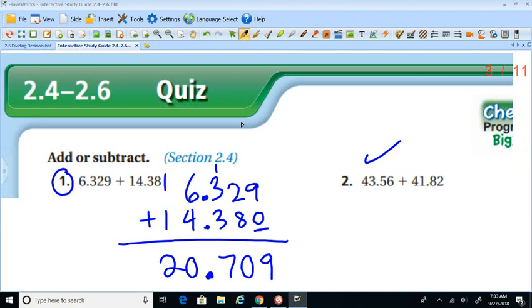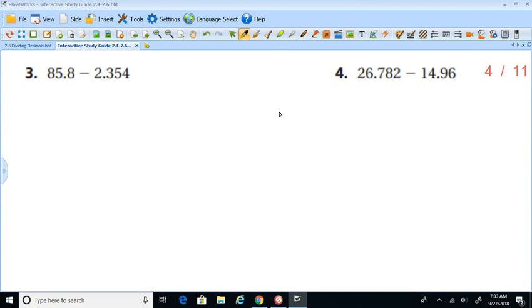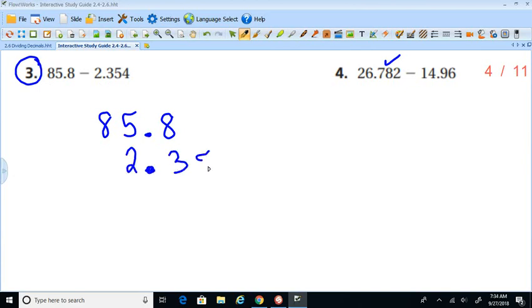And let's take a look at 3 and 4. Again, these are both subtraction problems. So I'm going to do number 3 only, but you go ahead and also do number 4. So 85.8 minus 2.354. Again, the key when you are adding or subtracting, you must line up those place values. So line up those decimals. Everything else should fall into place. And if you have any blank spots, you must tack on a 0 as a placeholder.